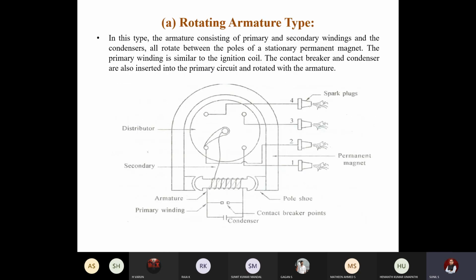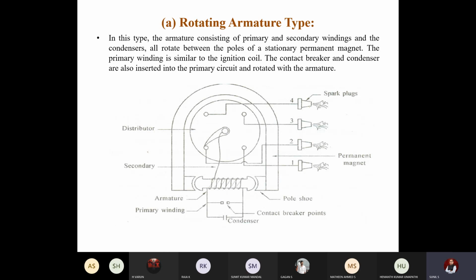You can see the distributor, whatever we discussed earlier in the battery ignition system, is the same here. There is a moving lead also. You can see the secondary coil, which is dark black in color. It is wound around a magnet, and the light colored lines you can see over the magnet are the primary coil. So this is the primary and this is the secondary coil. This is an armature which will always be stationary, fixed.